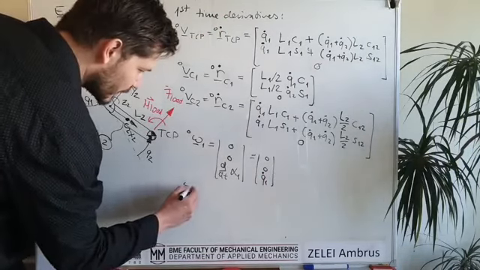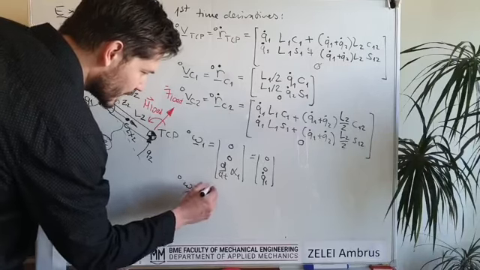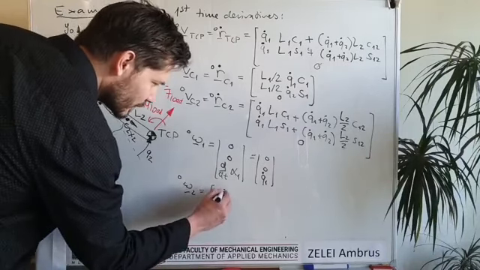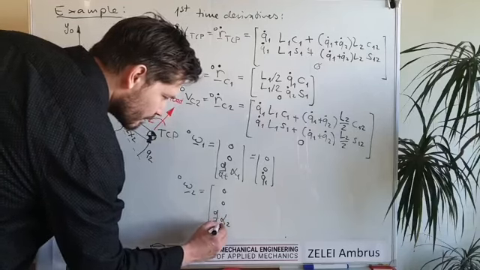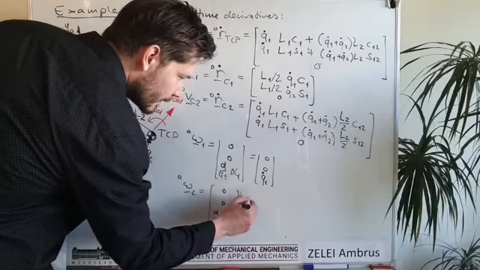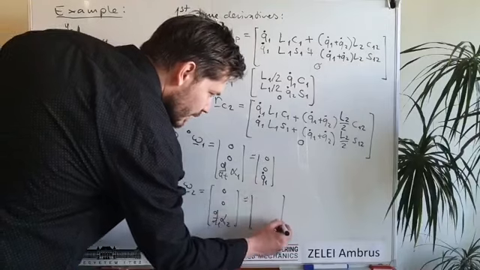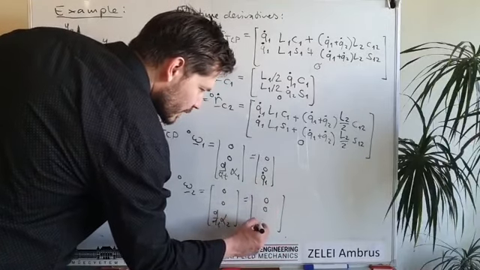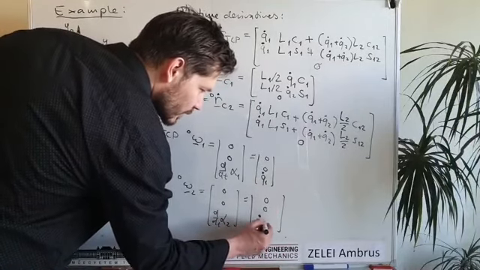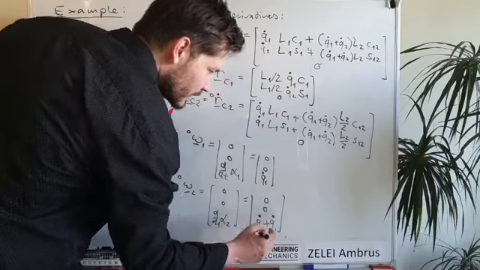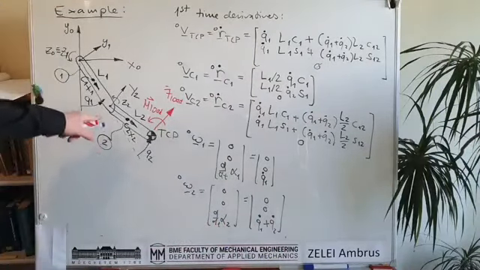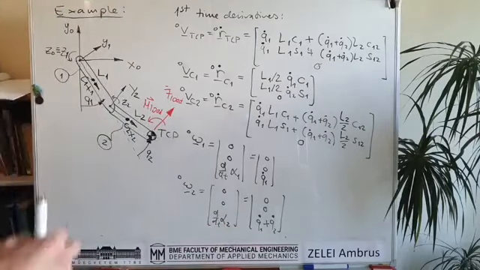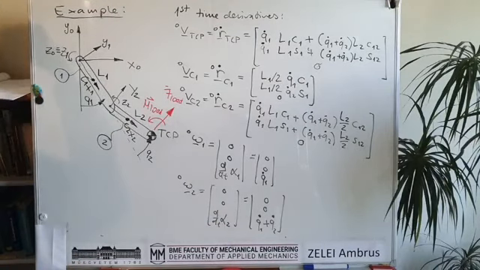And similarly, omega 2 will be obtained from the absolute angle of the second rigid body. So this will be 0, 0 and Q1 dot plus Q2 dot. Please go back in your notes to the absolute angle of the second body and check if everything is clear here.